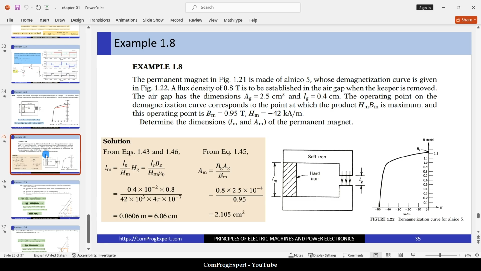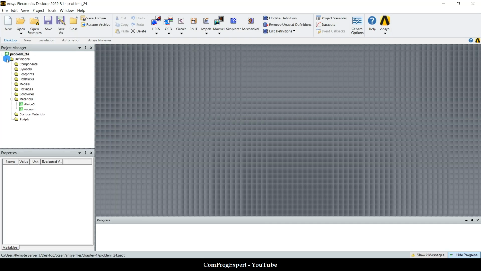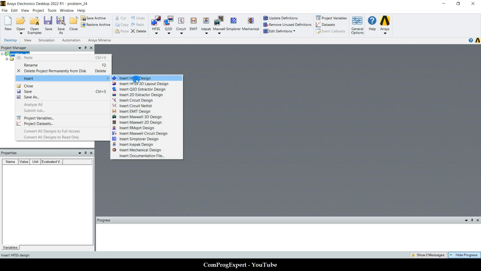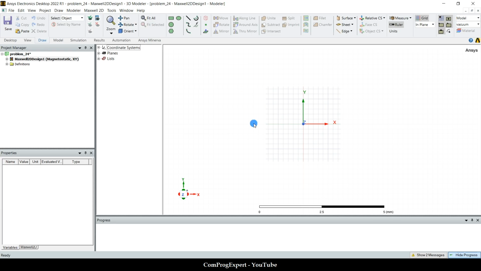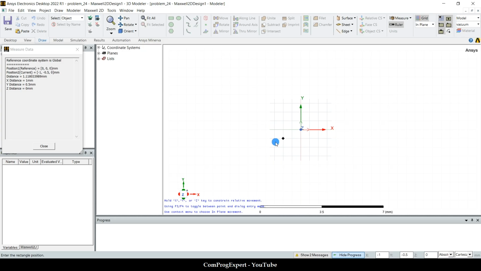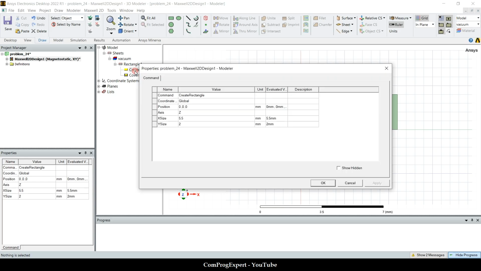So how can we solve a problem with magnets available in the ANSYS Maxwell software? Here I generated a new project. Let me add a Maxwell 2D. I just want to calculate the field generated by a permanent magnet, a cubic permanent magnet in free air. So let's draw a rectangle here. X size, let's consider 10 millimeters and the Y size equal to 5.